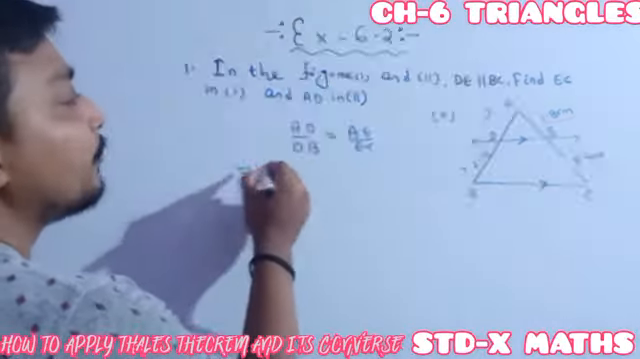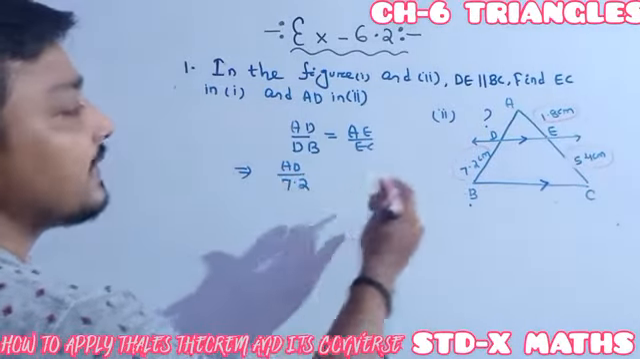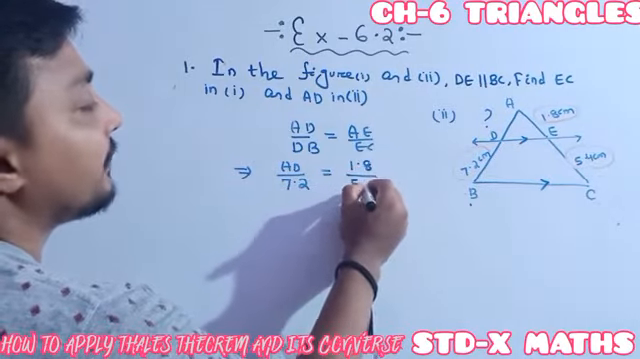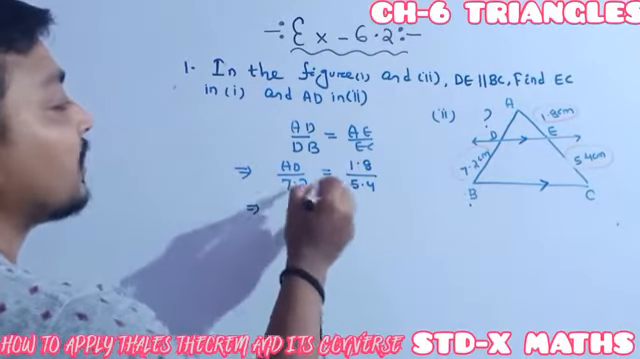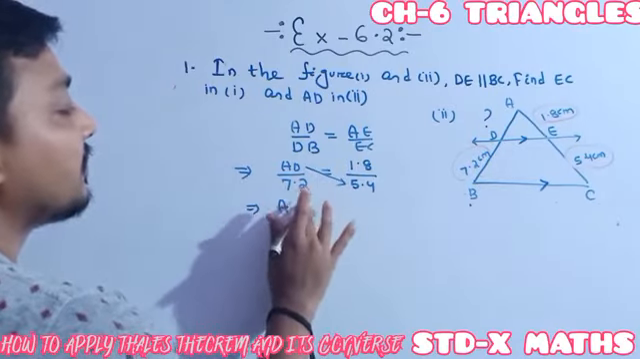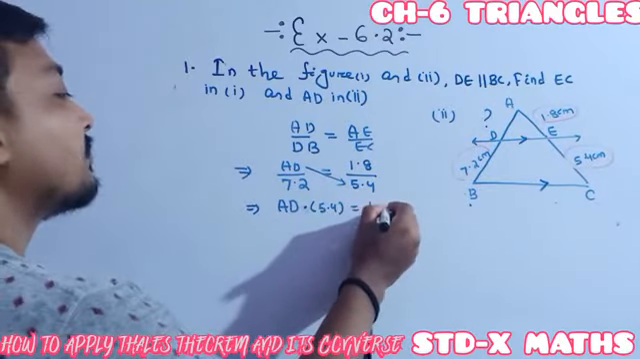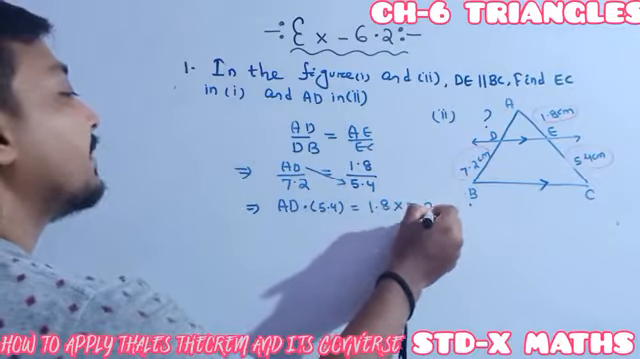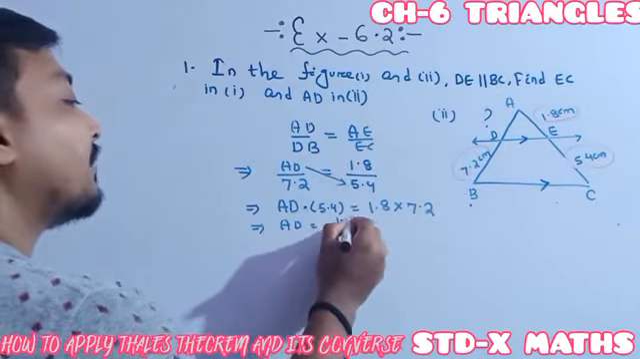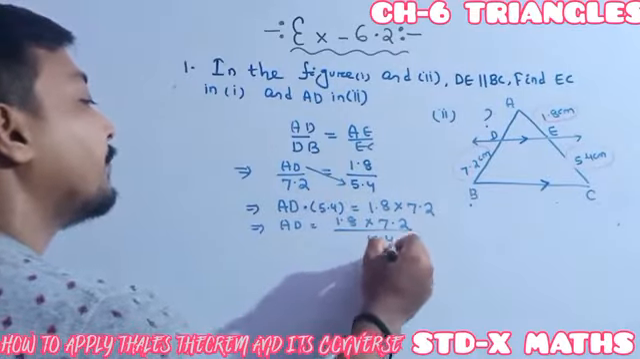I only have to put the values. AD is not given, so I write AD, and DB is 7.2 centimeter. I am erasing the units because at the last I will put the value: 1.8 divided by 5.4. Then I will do the cross multiplication. AD into 5.4 is equal to 1.8 into 7.2. But I want AD, so AD becomes 1.8 into 7.2 divided by 5.4.